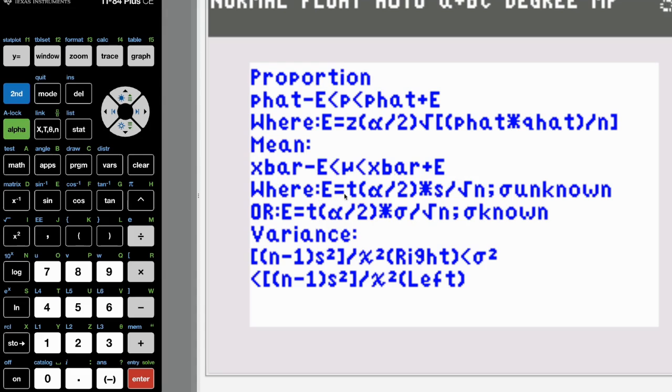where e is t, and this is like for a t sample, I believe, alpha over 2 times s divided by square root of n, where sigma is unknown. Or if sigma is known, it's going to be z alpha over 2 times sigma divided by root n. And then the variance is going to be n minus 1 times s squared over chi squared right is less than sigma squared is less than n minus 1 times s squared divided by chi squared left. I know it looks like a cursive x, but it's the Greek chi.